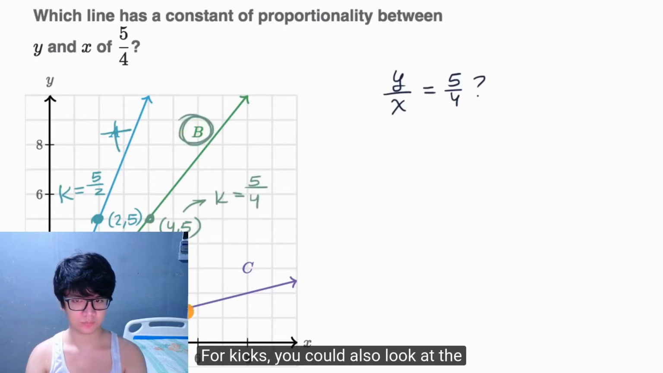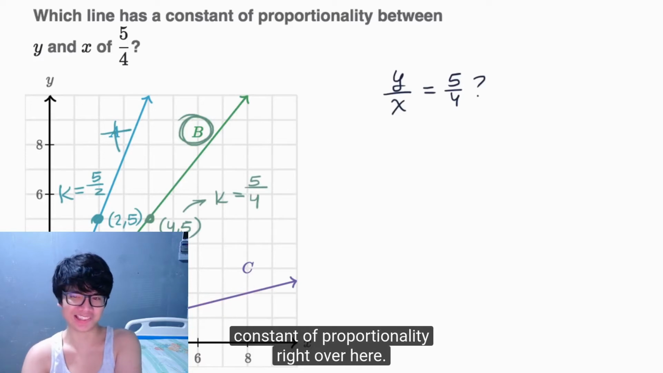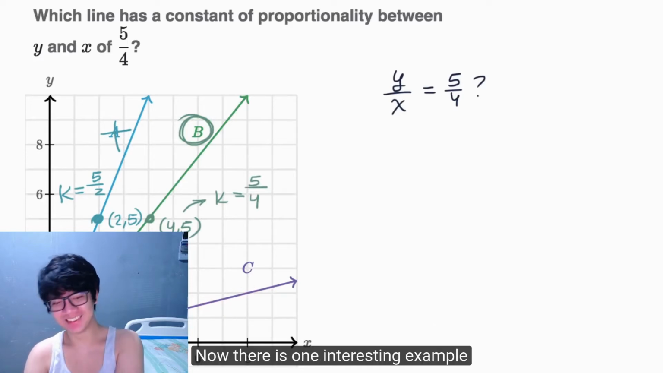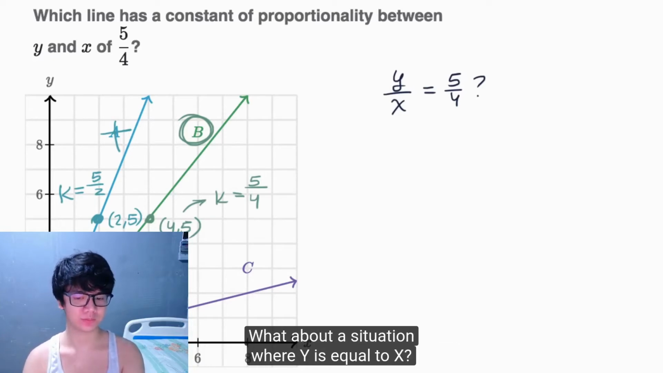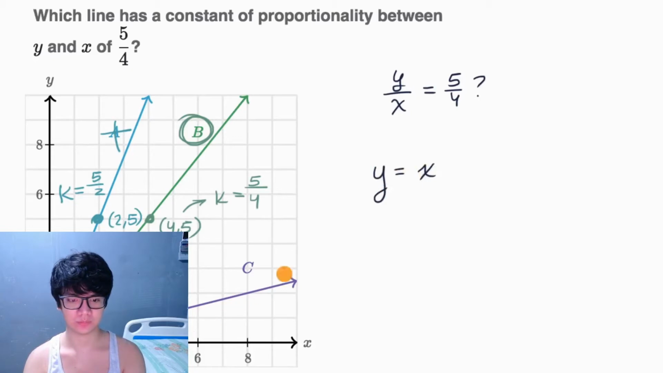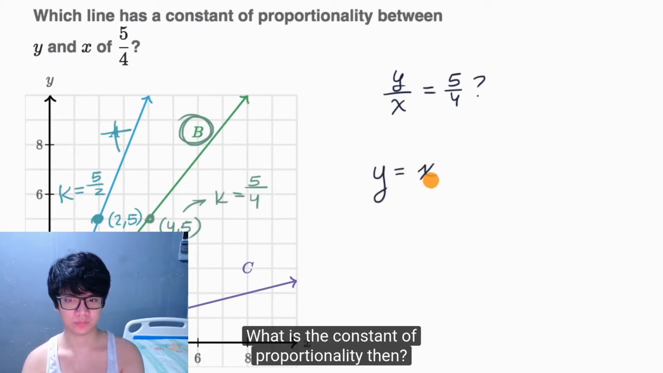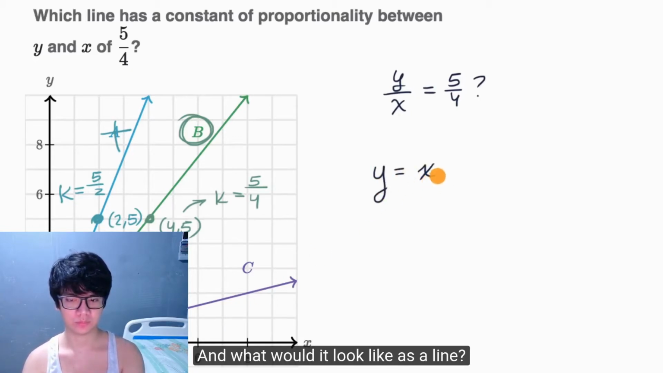Now there is one interesting example that I just want to touch on before we finish these examples. What about a situation where y is equal to x? What is the constant of proportionality then? And what would it look like as a line? Pause this video and think about it.